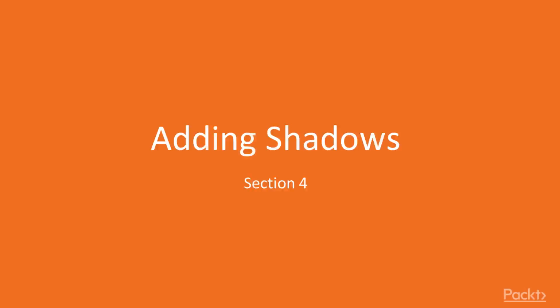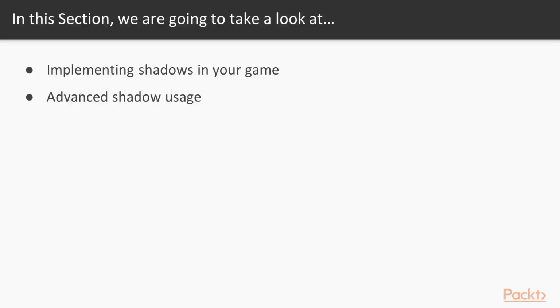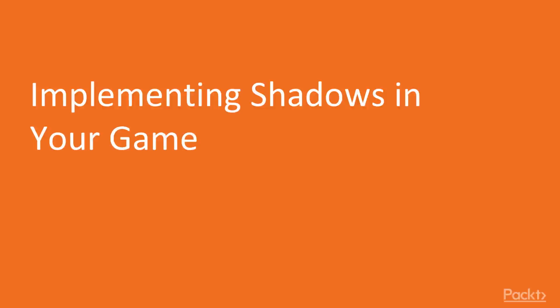Hi, and welcome to Adding Shadows, the fourth section of the Unity 5 Game Development Audio and Visual Effects course by PAC Publishing. In this section, we will explore how we can use shadows to make our games more immersive and fun to play. We will start by looking at the basics and then move on to some advanced features of shadows. Let's get started with the first video in this section, implementing shadows in your game.